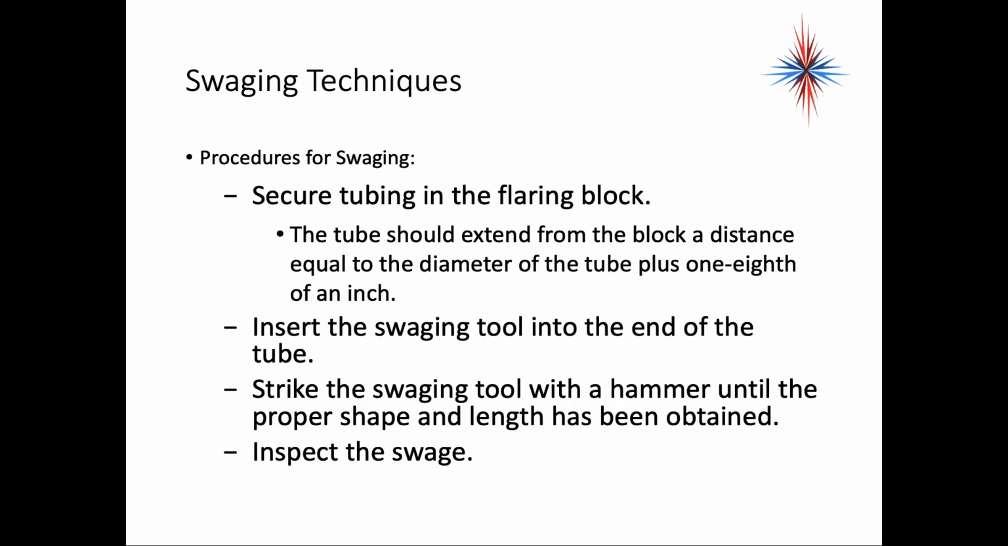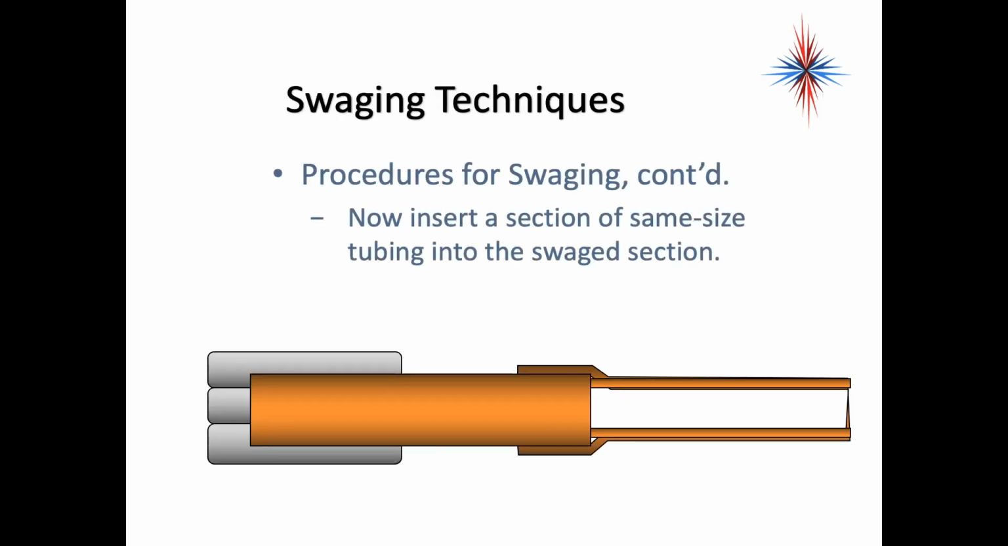Procedures for the swagging start off very similar to flaring. Secure the tubing in the flare block. The tube should extend from the flare block a distance equal to the diameter of the tube plus 1/8 of an inch. Insert the swagging tool into the end of the tube. Strike the swagging tool with a hammer or use your yoke with the proper wedge on it until the proper shape and length has been obtained. Inspect the swag.